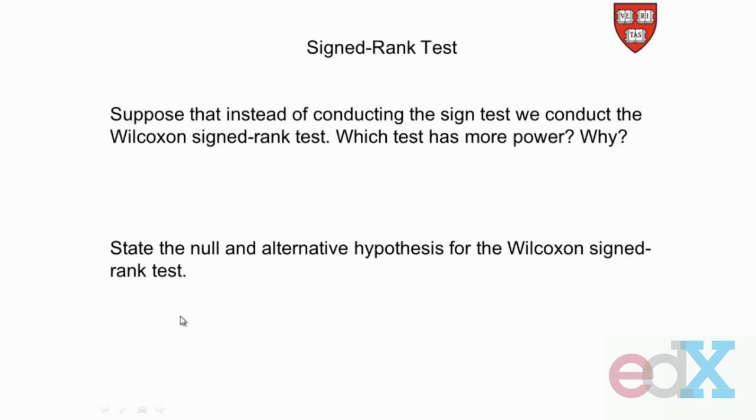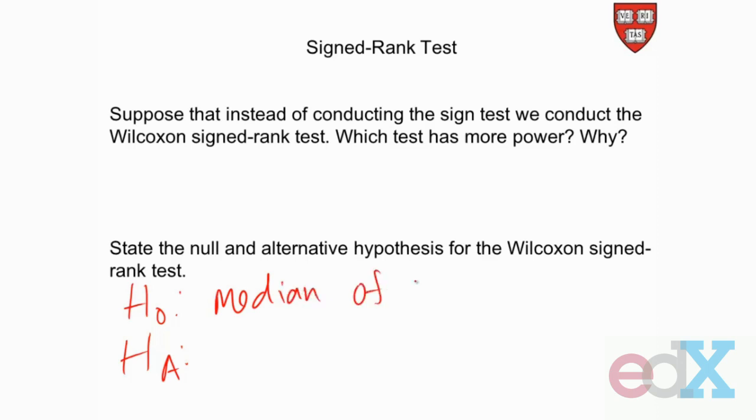So let's go ahead and state the null and alternative hypothesis for the Wilcoxon signed rank test. And it's the same. It's exactly the same as the sign test: the null is that the median of the differences is equal to 0, and the alternative is that it's not equal to 0.